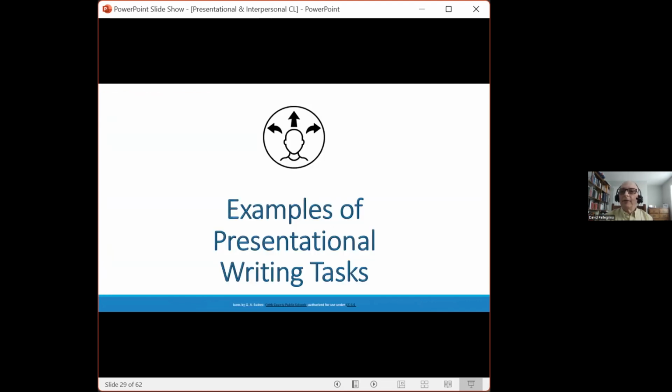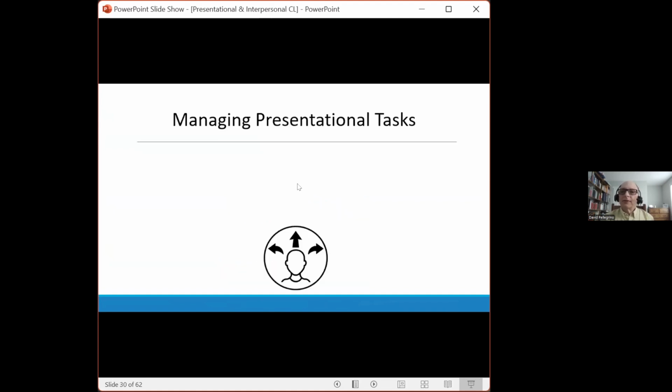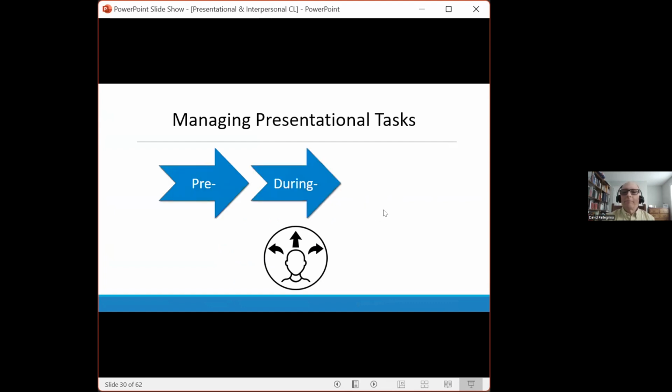Let's look at a couple examples of presentational writing tasks. But first, how do we manage those presentational tasks? Well, we can employ a sequence of strategies to guide our students in carrying out those tasks. We group these as pre, during, and post-task strategies.